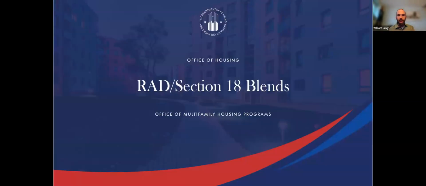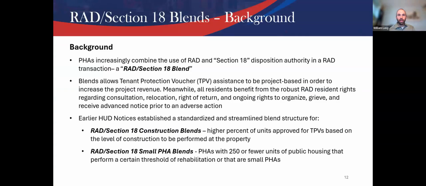Okay. Next big topic, RAD Section 18 blends. For the last 5 or 6 years, PHAs have increasingly combined the use of RAD and Section 18 disposition authority in a RAD transaction, what we've called a RAD Section 18 blend. The benefit is the blends allow the tenant protection voucher assistance to be project-based, and that increases the overall project revenue. Meanwhile, through changes we made a few years ago in RAD, all residents, whether the property is coming out through RAD or through Section 18, benefited from the RAD resident rights around consultation, relocation, right of return, and then some of the public housing rights that continue after conversion, such as the rights to organize and grieve adverse actions, as well as to receive advance notice prior to an adverse action, as well as other rights, but those were just to name a few.